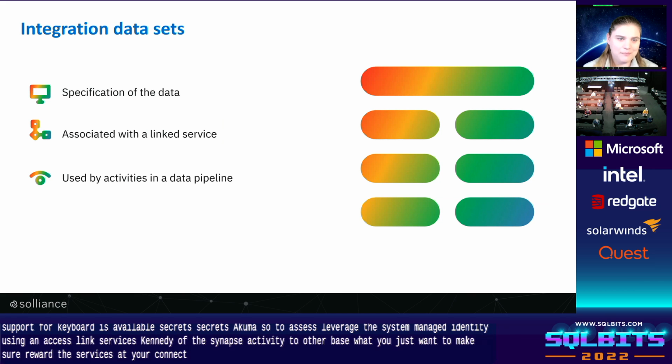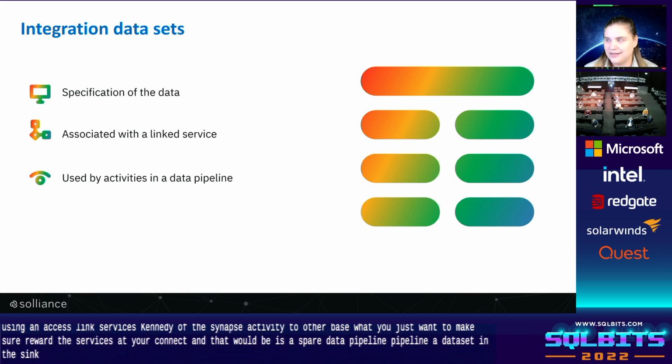Let's talk a little bit about the next block, and that would be the integration data set. An integration data set is a specification for the data that is engaged in a data pipeline and its activities. So when you're working with a data pipeline, a data set will always describe the source of the data and the sink, which is the destination of the data.